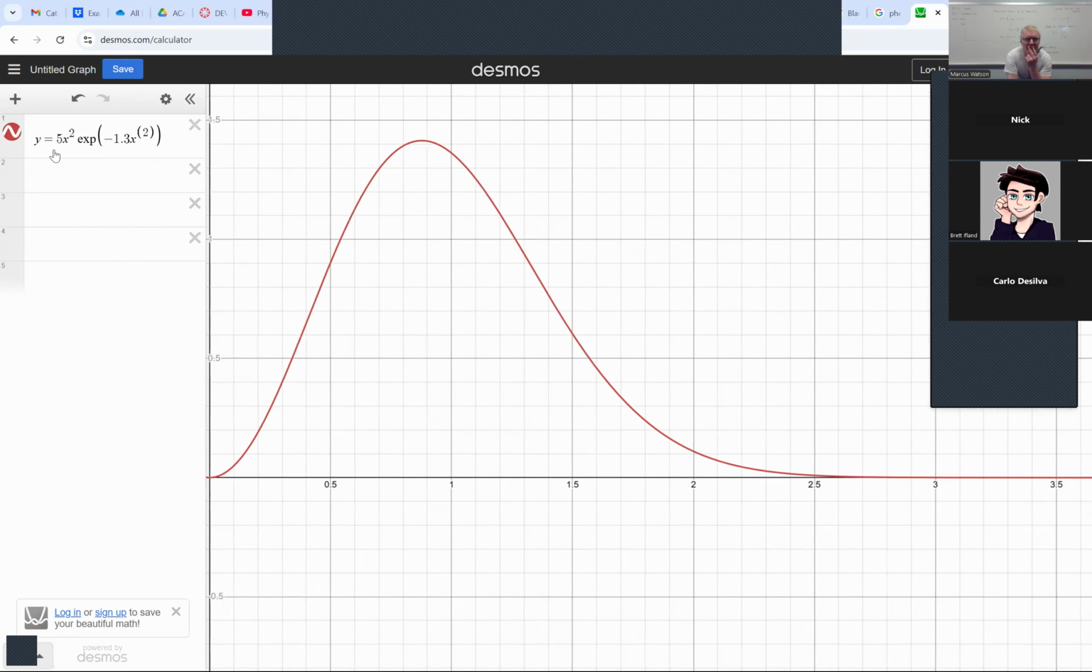You'll see here that the equation I put in is just some number times x squared times e to the minus something times x squared. The numbers are just to get the scaling a little bit interesting so you can see the features. You see it starts off quadratic in the low range. This is plotting y versus x, but really we know the x-axis here is v. So this is the low speeds right here.